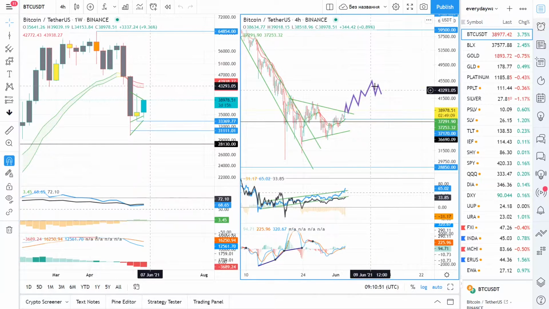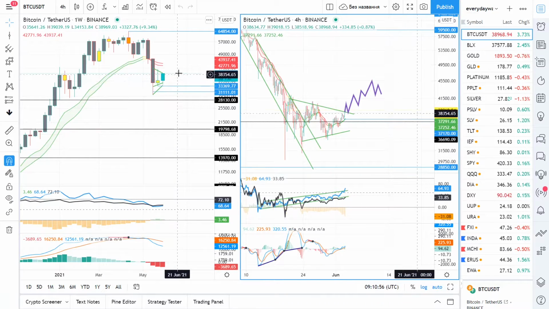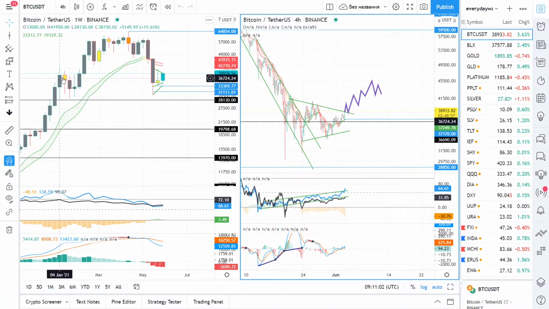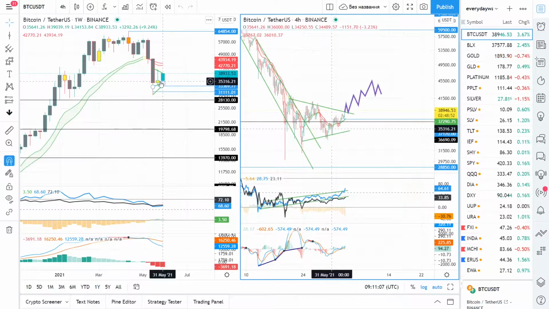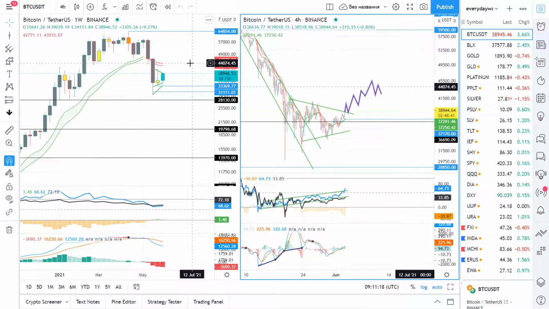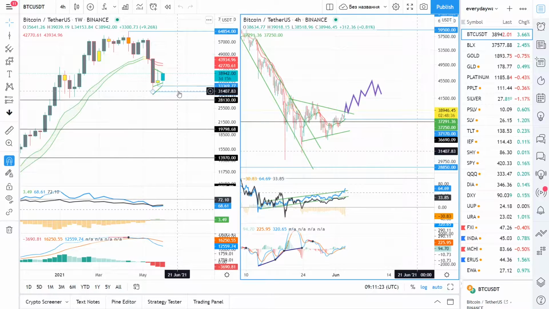Well, that depends. 45, 42, depends where the moving averages on the weekly will be. That will print another shoulder. And the best that can happen to Bitcoin is a long consolidation, a long choppy market in a range of 45, 40, 43 to 30.